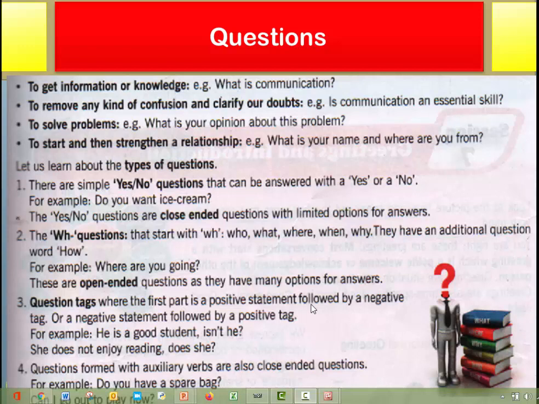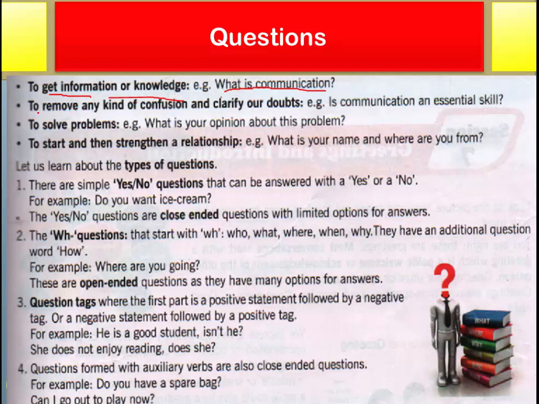Now at the end of this video, we are going to learn something about questions. Why do we ask questions? There are many reasons we ask questions. First, to get information or knowledge. For example, what is communication? If I want to know about communication, I would ask a question to you. Or even to check knowledge. We can ask questions to check knowledge.